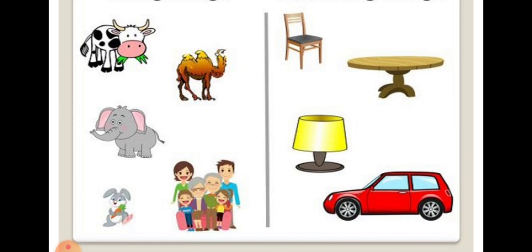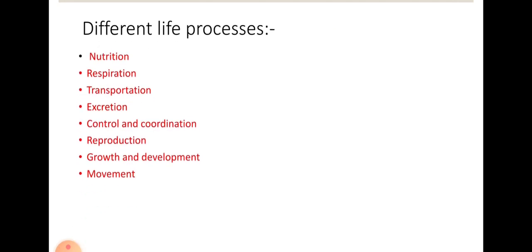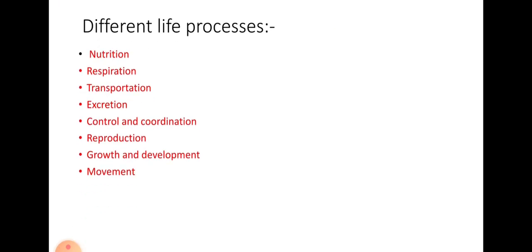Now what are these life processes? The different life processes that happen inside our body are nutrition, respiration, transportation, excretion, control and coordination, reproduction, growth and development. Last one is movement. So let's start from nutrition.